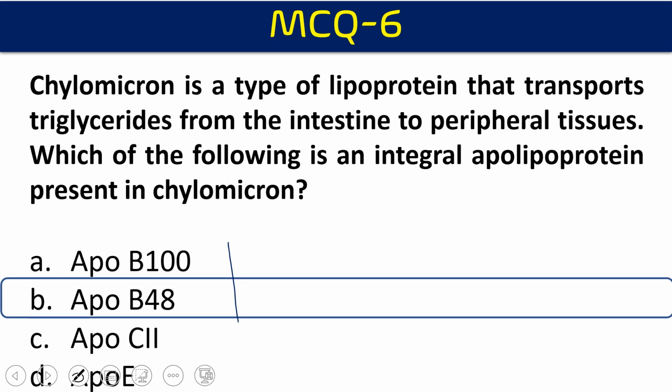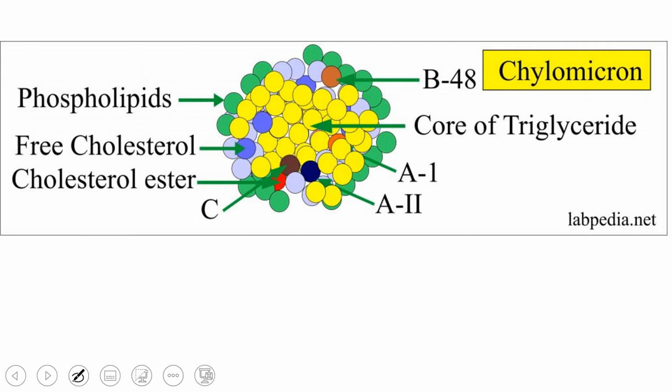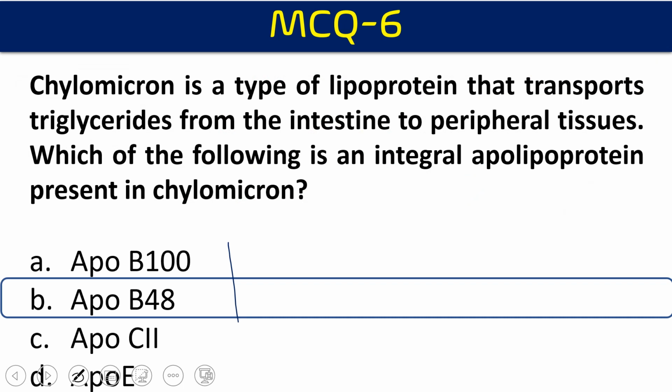There are many different apolipoproteins chylomicron is having. Like if you see the structure, this is the chylomicron structure. They are having A1 also, A2 also, different types of C2, C3, B48. A1, A2, C1, C2 can be present in other lipoproteins also, but B48 is exclusively present in the chylomicron only. So here the correct answer will be B48, which is only present in chylomicron.